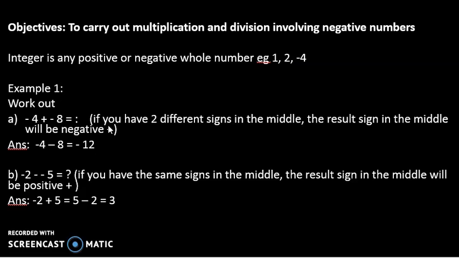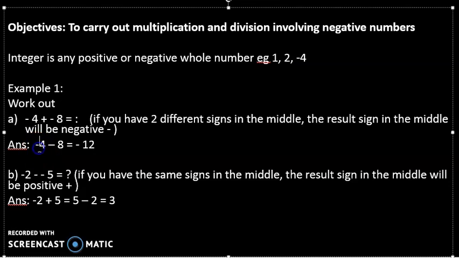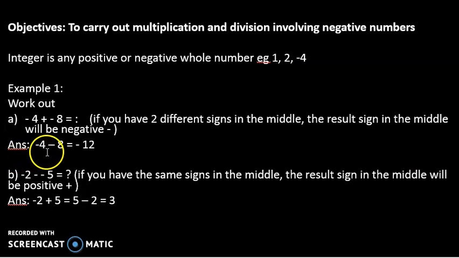If you have two different signs in the middle, the resulting sign will be a negative. So if I have a plus and a negative in the middle, the result will be a negative. So here I can say negative 4, now minus 8, I'll get negative 12. It is the same as adding 4 plus 8, but in the negative direction. That's why you get a negative. Let's look at the next one.